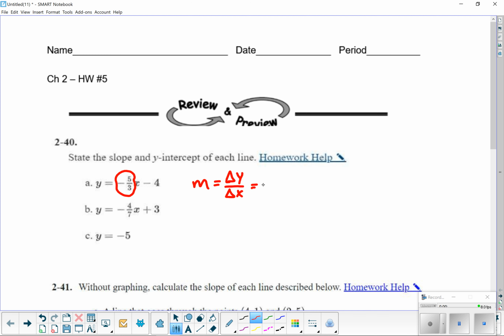Okay. So that's going to be the negative 5 over 3. That's what you got to write down. Negative 5 over 3.